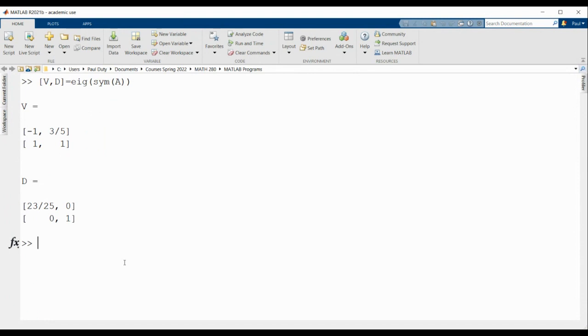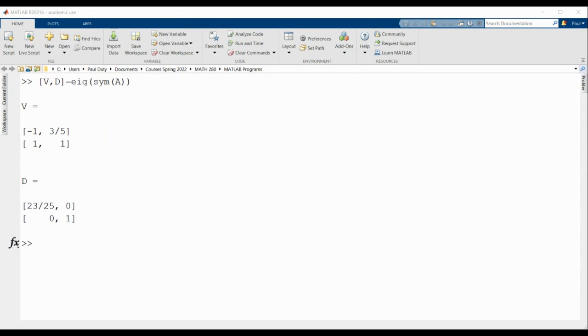All right, so here is the matrix V and the matrix D. Now don't worry about the presentation. The matrix V looks like it has two row vectors, and the matrix D looks like it has two row vectors, but ignore that. Look vertically. The eigenvalues come from the matrix D.